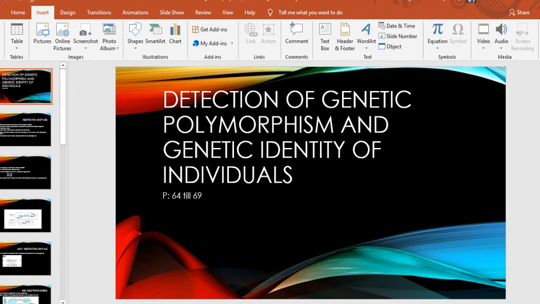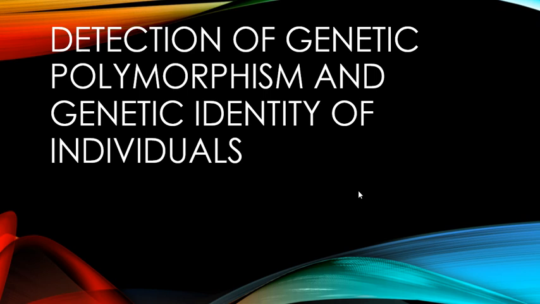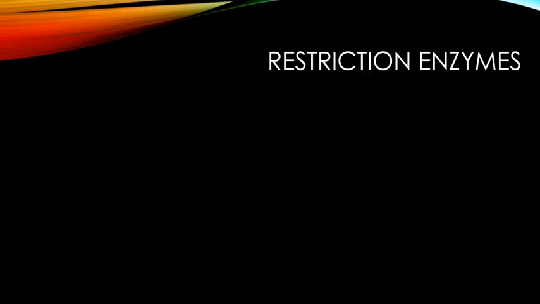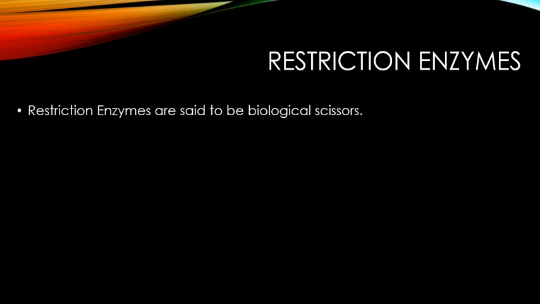Today we are going to proceed with activities 4 and 5, which deal with the detection of genetic polymorphism and genetic identity of individuals. It's going to be on your book, pages 64 to 69. First of all, we're supposed to review the name of the restriction enzymes, or what restriction enzymes mean.